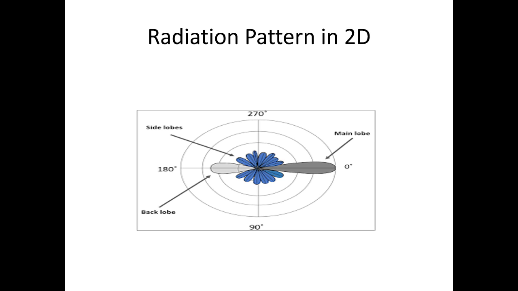In the side lobes, the energy is wasted. So in an ideal antenna, we wouldn't want a lot of radiation intensity in the side lobes. Depending on the design of the antenna, we would ideally want the radiation to be concentrated in its main lobe.